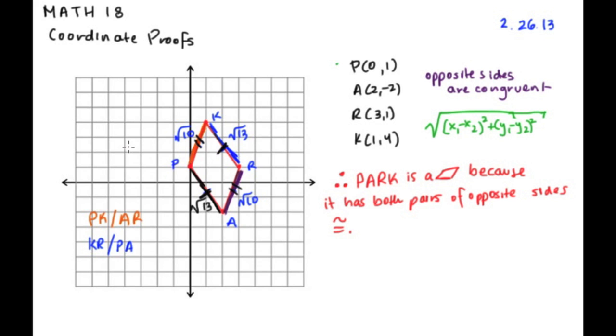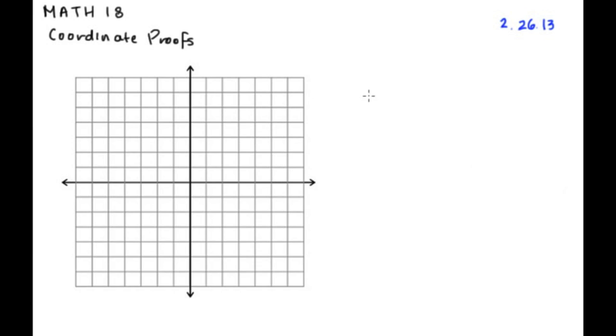So that is that. Let's just do one more. So here for number 3 we have the points Q, which is -1, -2, U, which is -2, -5, A, which is -5, -7, very negative, and D, which is -4, -4. Very, very third quadrant, I should say.